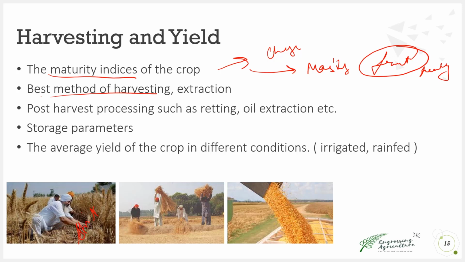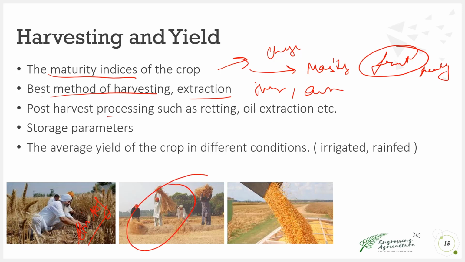but we can also use machines like a combine harvester for doing the same. Extraction means threshing in the case of crops, and other extractions for a horticulture farm. This is threshing being done.